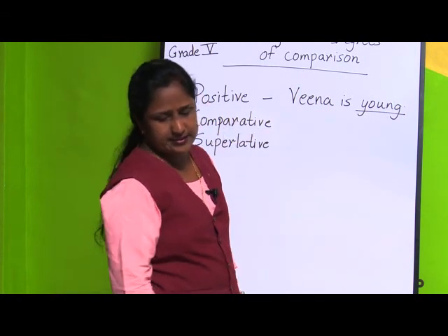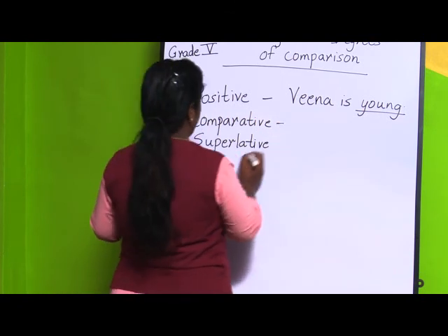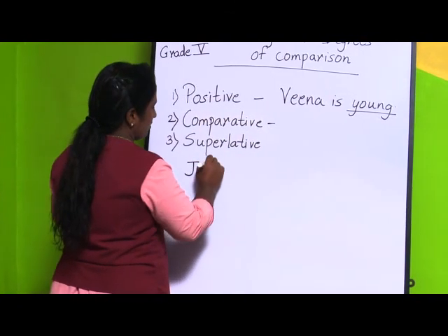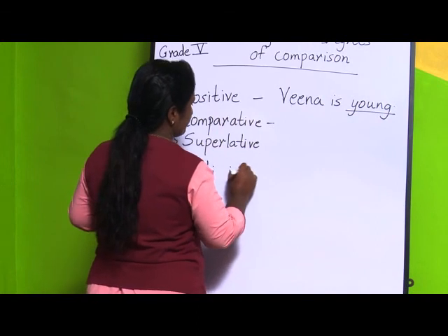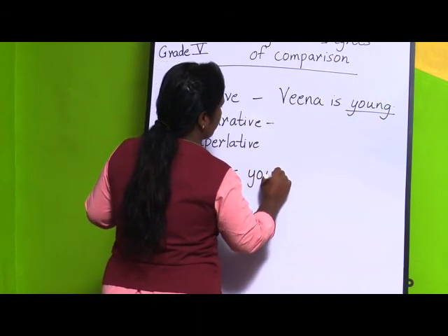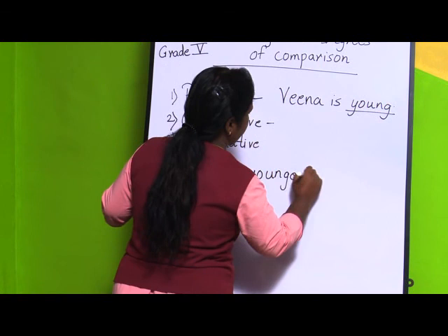If I write an example, Juhi is younger than Veena.